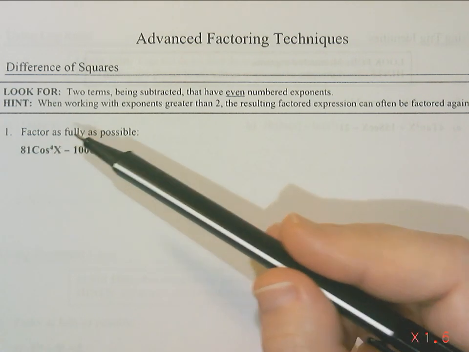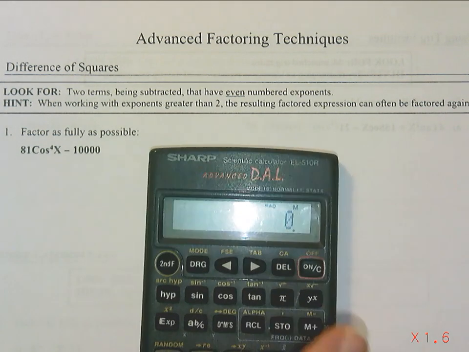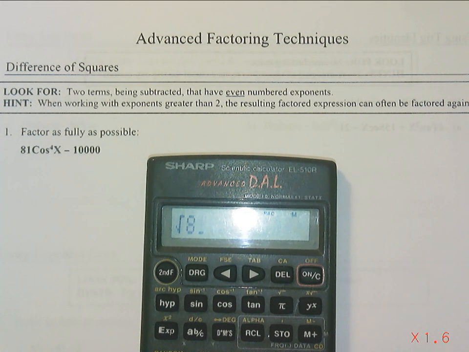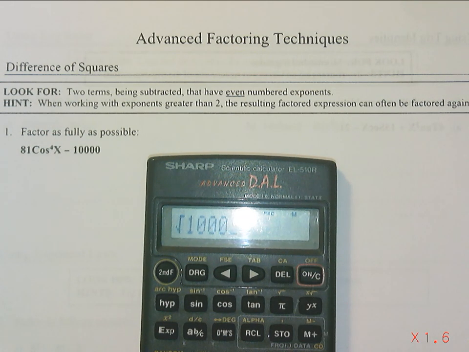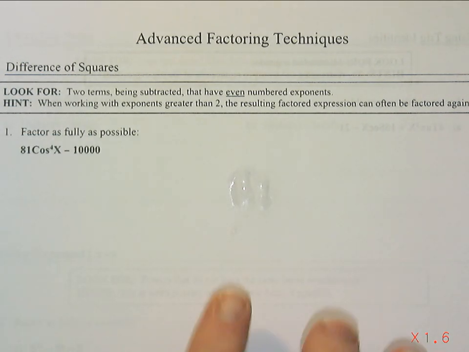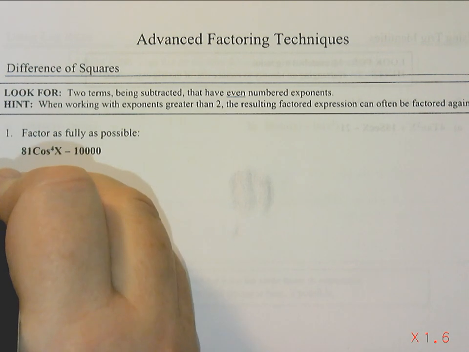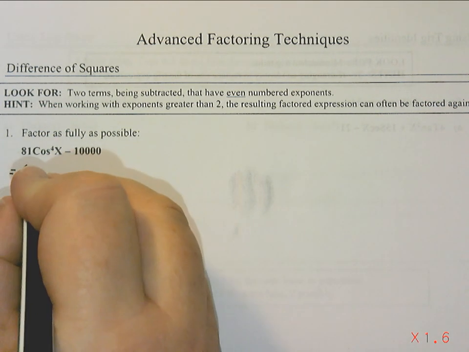It's a power of 4. And then 81, I don't have my power sheet with me, but I can take the square root of 81. That works out to be 9. And I can take the square root of 10,000. That works out to be 100. So I am going to start with a difference of squares. This is going to be the square root of 81, which is 9.